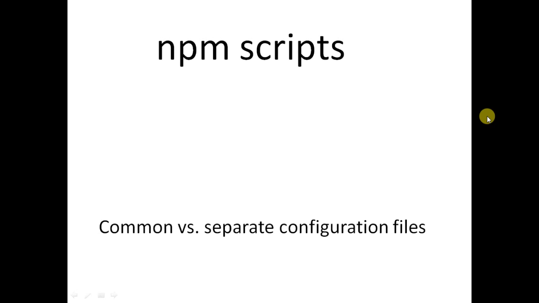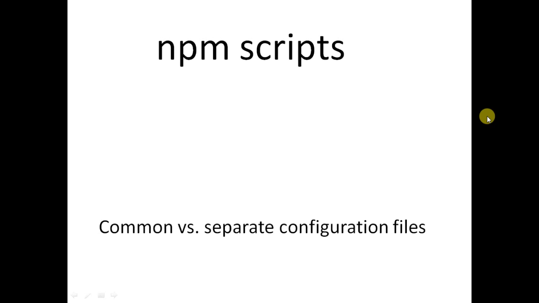Now, common versus separate configuration files. All code samples for the client and server belong to a single npm project and share the same package.json file. All dependencies and typings are shared by the client and server applications. This setup may reduce the time for installing dependencies and save space on disk, because some of the dependencies may be shared between the client and server.